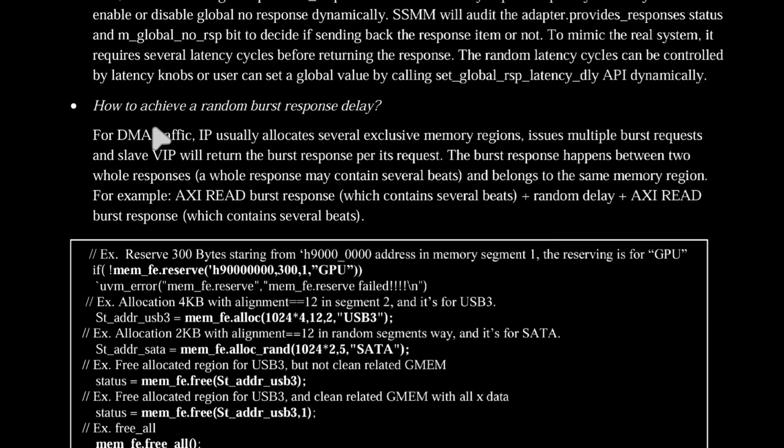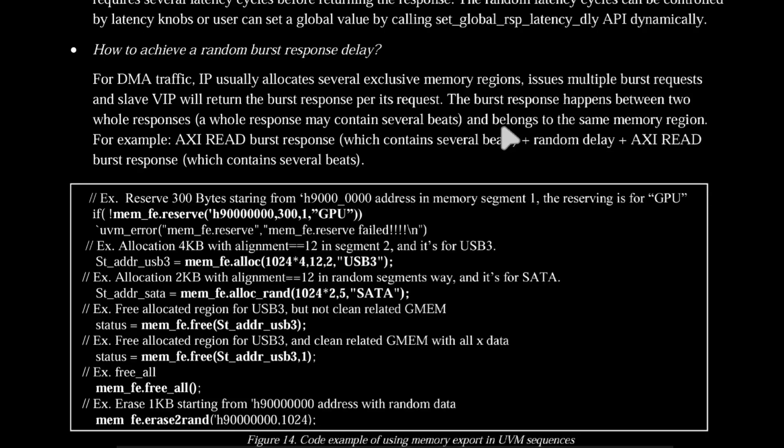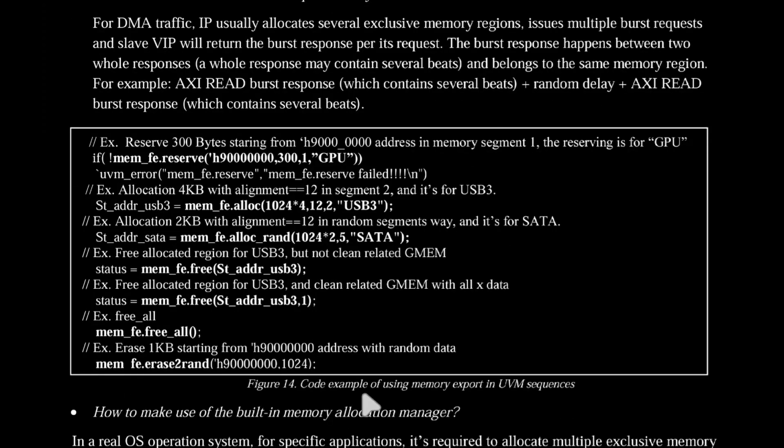How to achieve the random burst response delay? For DMA traffic, IP usually allocates several exclusive memory regions and issues multiple burst requests to slave VIPs, which return a response for each request. The random delay happens between two whole responses. A whole response may contain several beats and belong to the same memory region. For example, an AXI read burst response contains several beats. Figure 14, a code example using the memory expert in the UVM sequences.